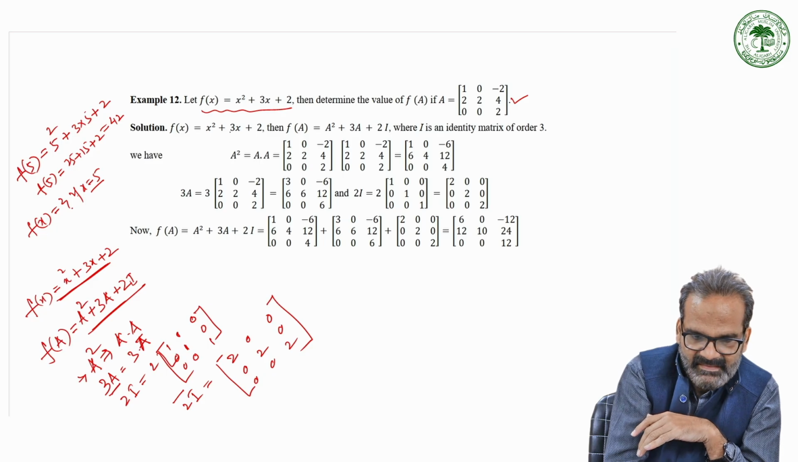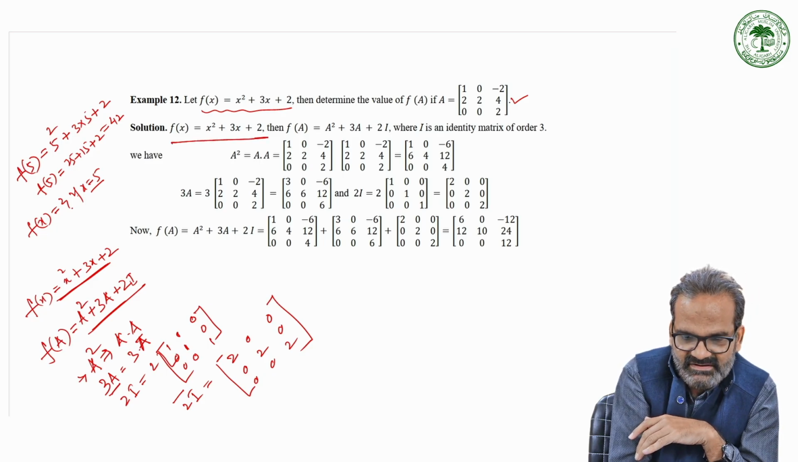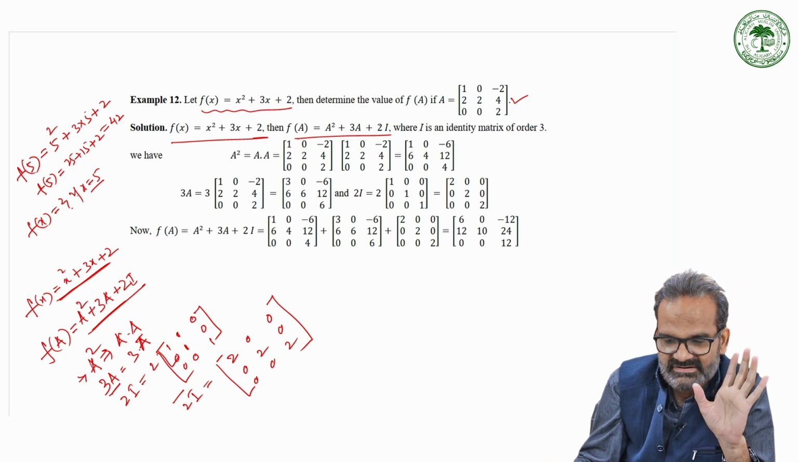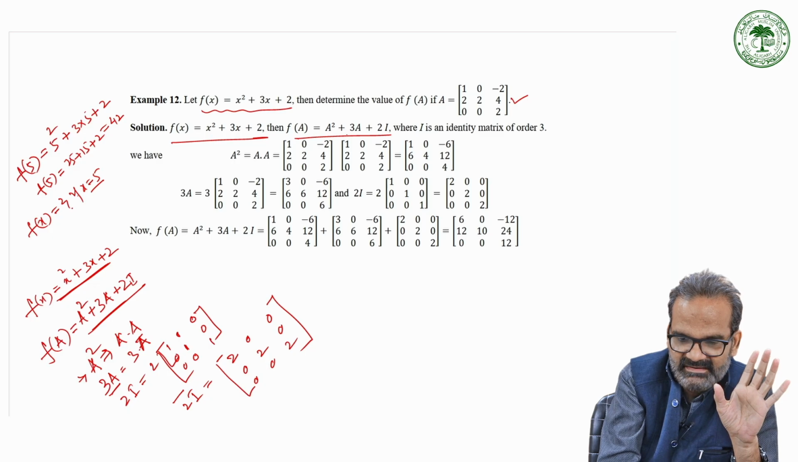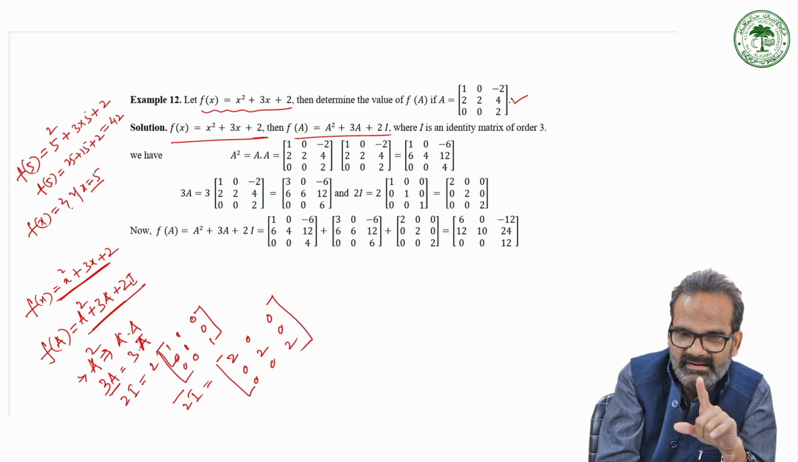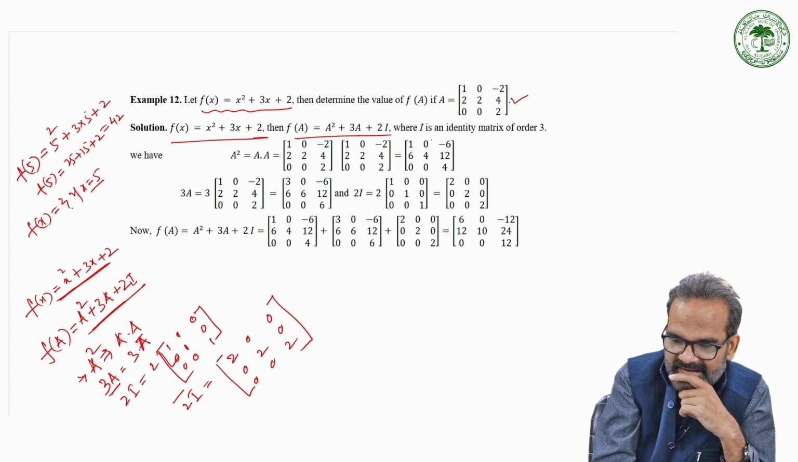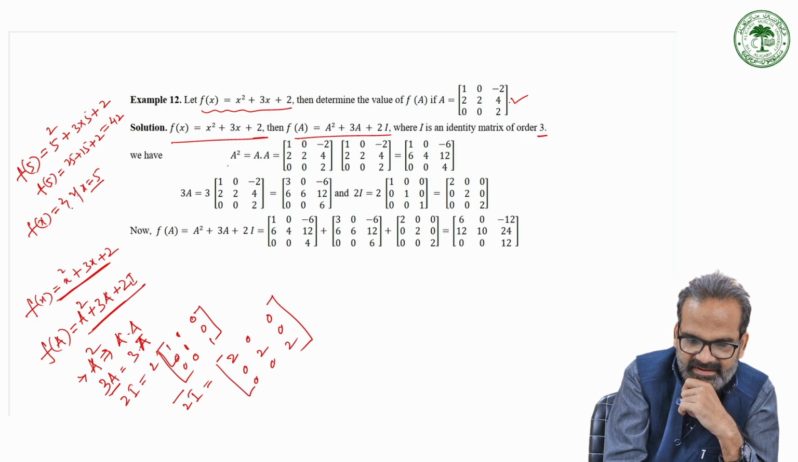See, f(x) is given as the equation this, right? Then f(A) will be this. Simply replace x by A in the given equation. So A square plus 3A plus twice of I, where I is an identity matrix. The reason I have already told you, a number cannot be added to a matrix. Therefore, we will multiply the number by identity matrix, where I is an identity matrix of order 3. Clear?